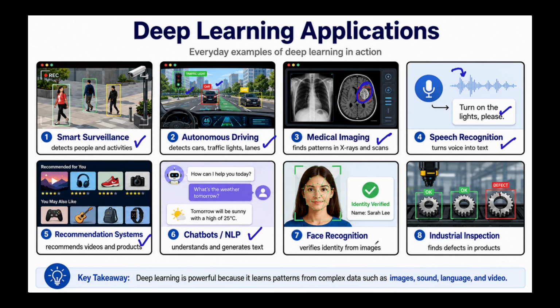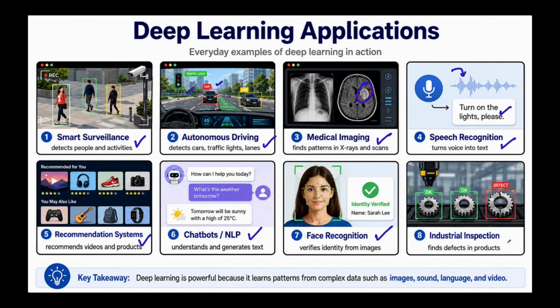Seventh, face recognition. This system uses deep learning to identify or verify people from images. The model learns important facial patterns such as distance between eyes, face shape, nose structure, and many other hidden features. This is used in phone unlock, attendance systems, identity verification, and sometimes security applications.